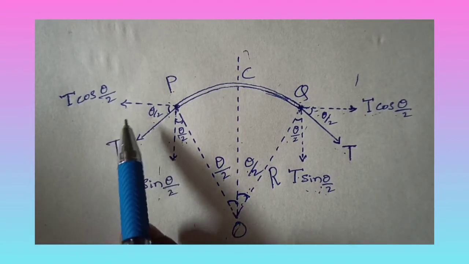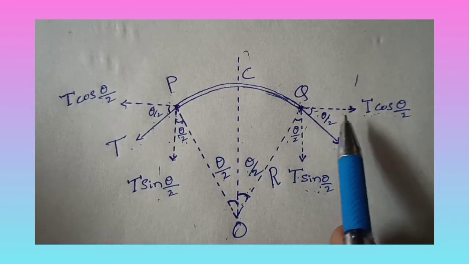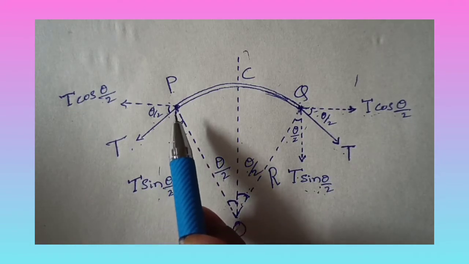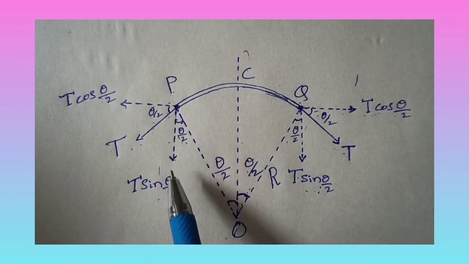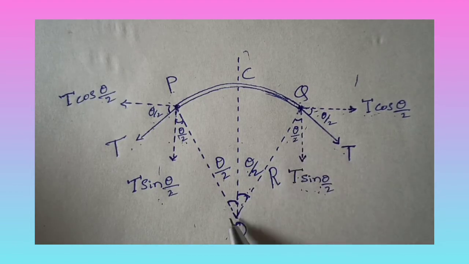Now the two horizontal components, this T cos theta by 2 and this T cos theta by 2, get cancelled. What remains are the two parallel components, that is T sine theta by 2 and T sine theta by 2, which are directed towards the center O.